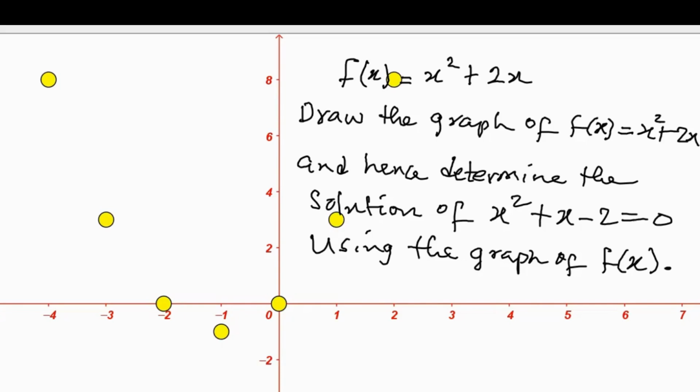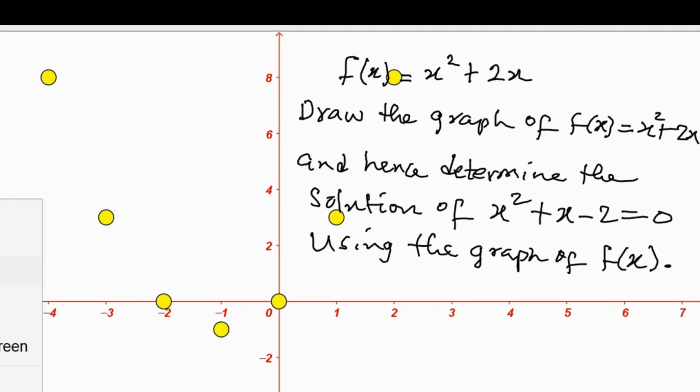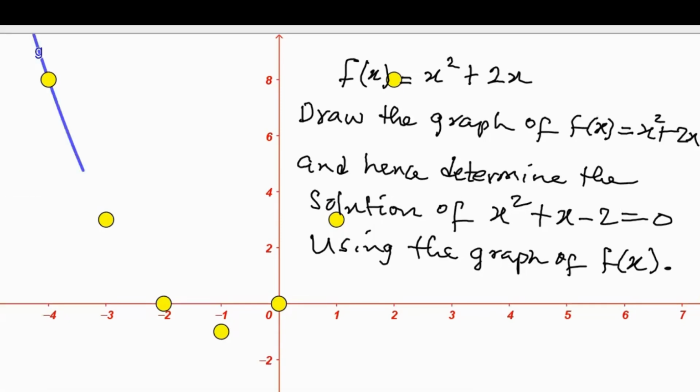So we are going to draw the graph of f of x equals x squared plus 2x. So we've drawn that. And now we are required to use this curve here drawn to find solution to another function. Let's call it probably k of x. But we are going to find solution to it. x squared plus x minus 2 equals 0.